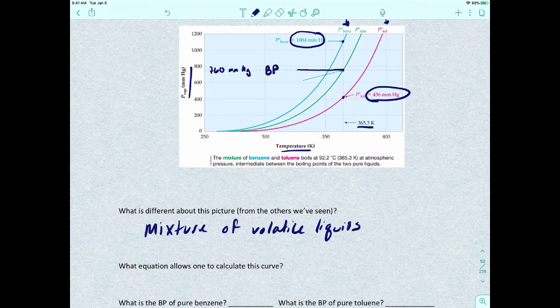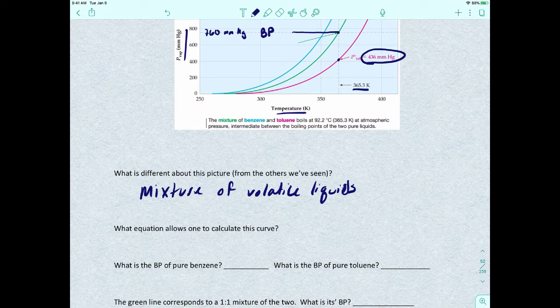And what equation allows one to calculate this curve? Well, it's going to be something from the last chapter, chapter 12. This is the Clapeyron equation.